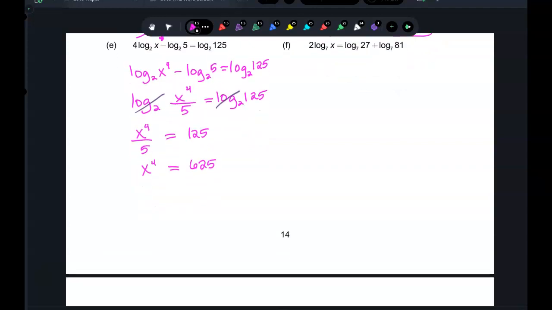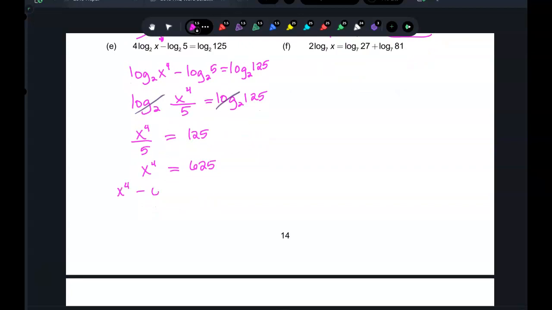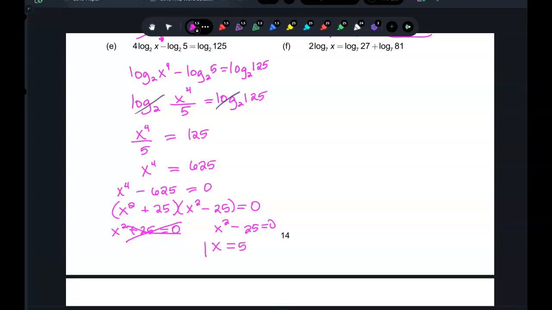Okay, now you might be inclined to just take the fourth root, but we actually have to separate that out. So this is going to be x squared plus 25, and then x squared minus 25. This is the difference of two squares. Now, x squared plus 25 equals 0, and x squared minus 25 equals 0. However, this is going to be an imaginary number, so we don't want that. And this is going to give us plus or minus 5, but we can only have positive values for x, so we're just going to get x equals 5.